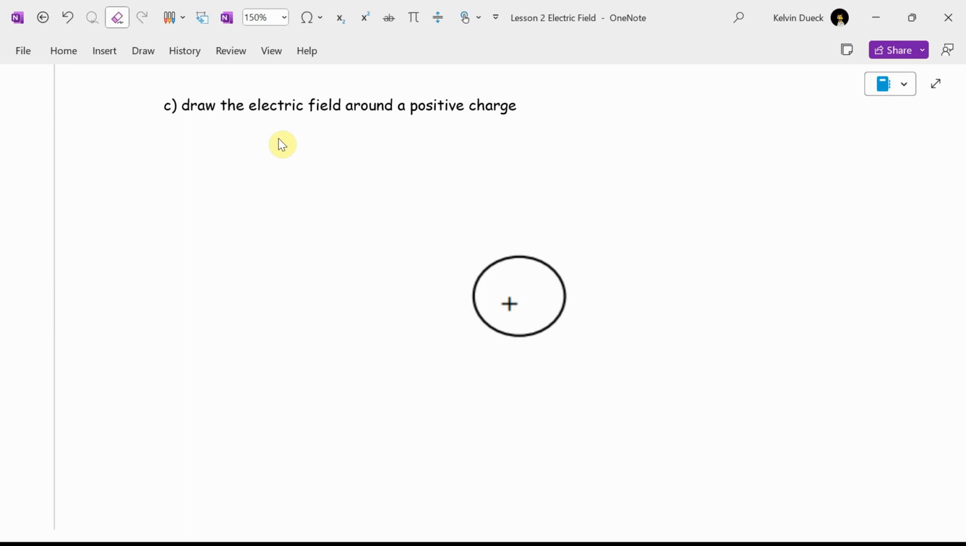So this says, draw the electric field around a positive charge. I'm going to draw 1, 2, 3, 4 lines. Could draw more. I'm just going to draw 4. What direction am I going to put an arrow on the upper vertical line? Well, if there was a positive charge along this line, which way would it want to move if it could? Would it be attracted down or repelled away?